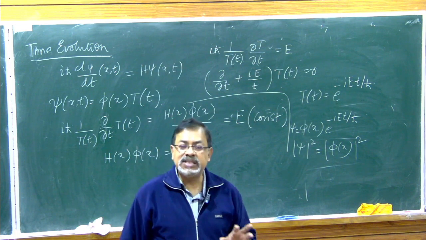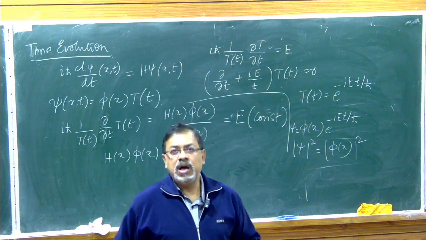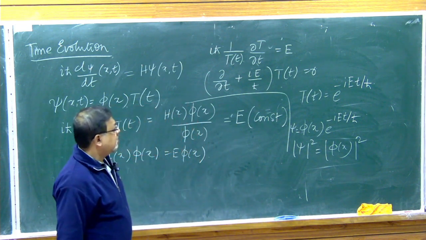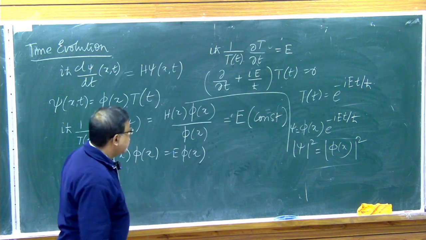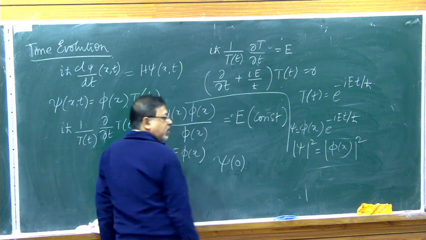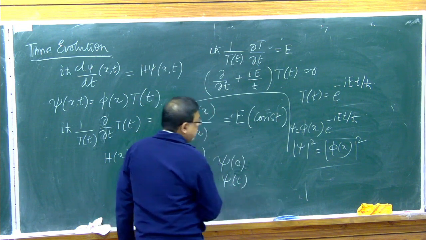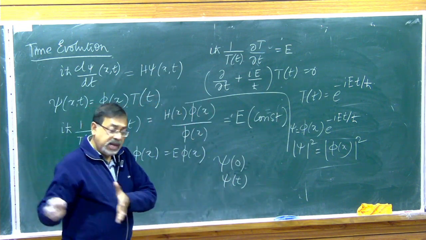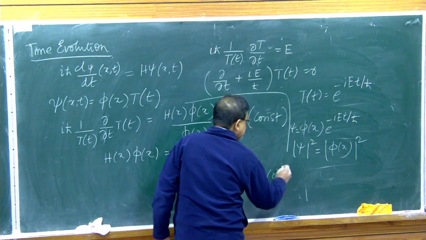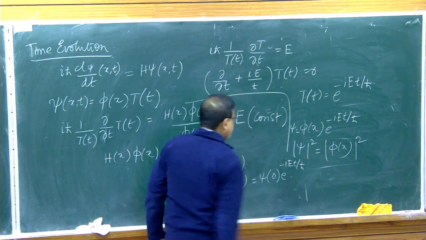So this is called a stationary state, because the probability remains conserved at all times. This is how the time evolution works. If you are given a psi at t equal to 0, and you need to know what psi is at t, you evolve it: you take this psi at 0, which has a well-defined energy, and multiply by the phase with energy times t by h cross.